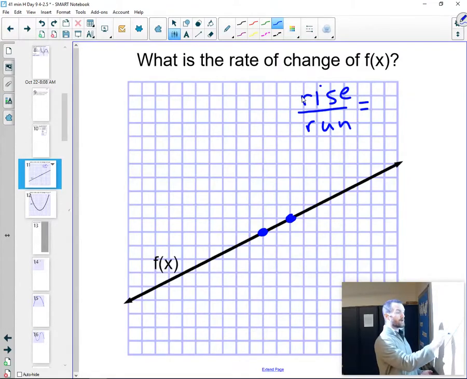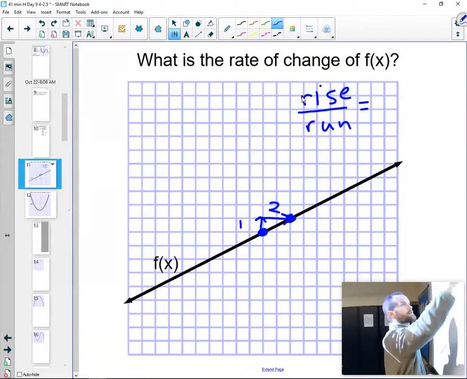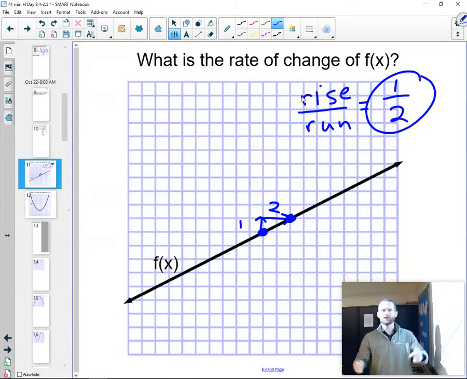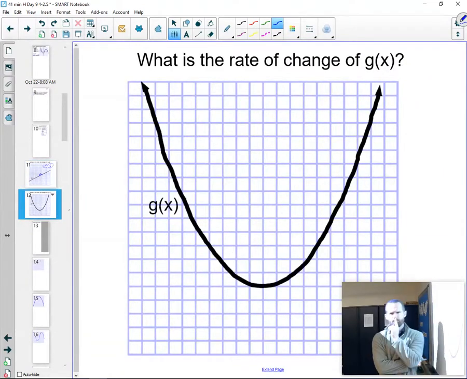Now we just find the rise and run. I have to go up 1 and right 2, which means the rise is 1, the run is 2. Our slope is 1/2, and we're done. That's our rate of change for this function. But what if we had a parabola? How could we find the rate of change of this parabola?